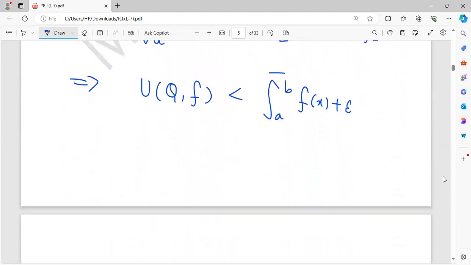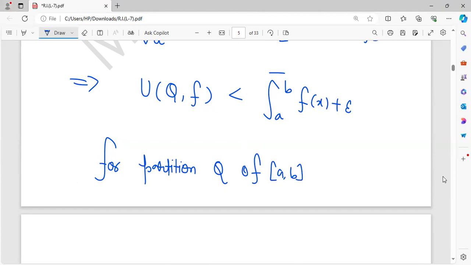For partition Q of the closed interval [a, b] with norm of Q less than delta. Let's say it equation number 3.